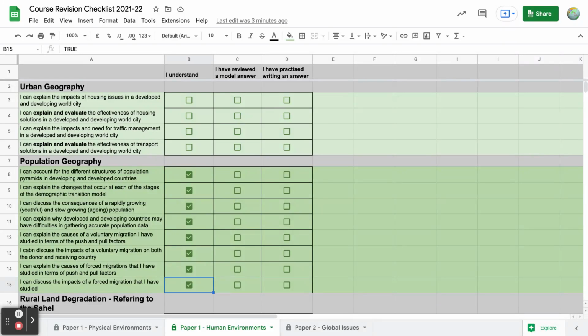So I would suggest you definitely look at those questions, practice, maybe write out answers that you think you would write to those questions, and then check the model answer.